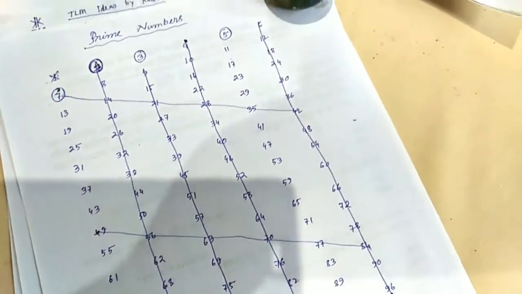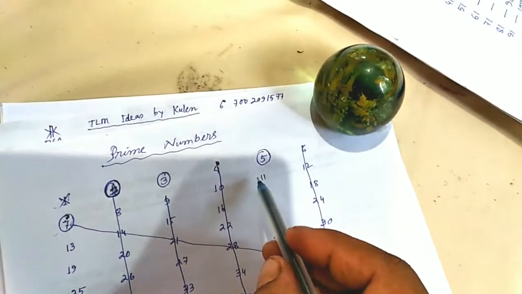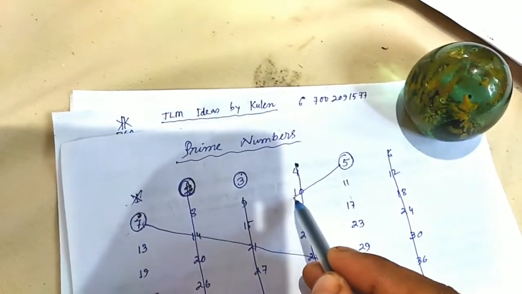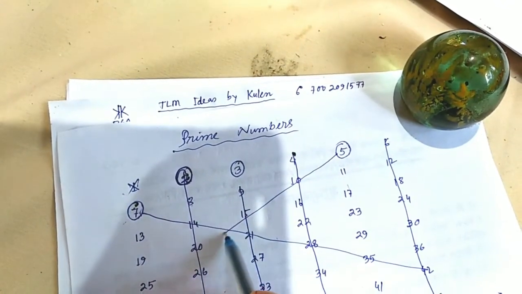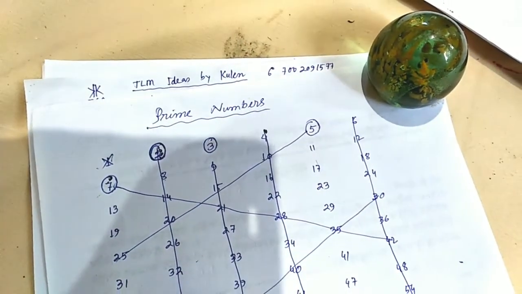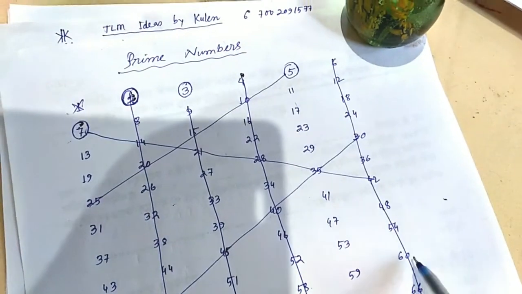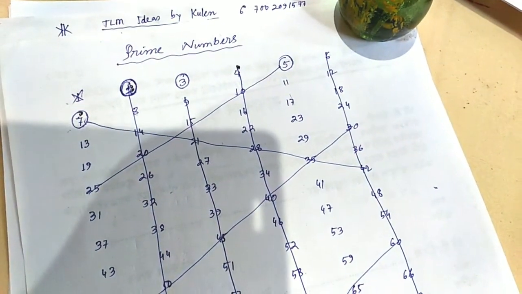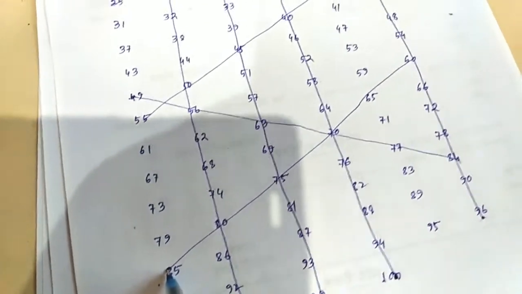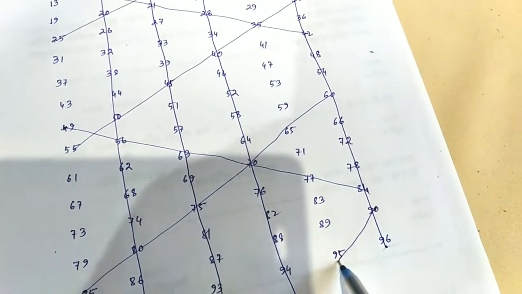Okay, by 7. We have another number, by 5. So can we cut this? 10, 15, 20, 25. Then again 30, 35, 40, 45, 50, 55. Then 60, 65, 70, 75, 80, 85. Again 90, 95.